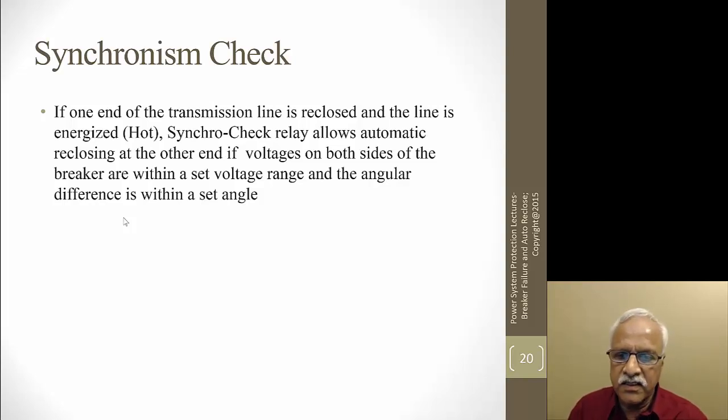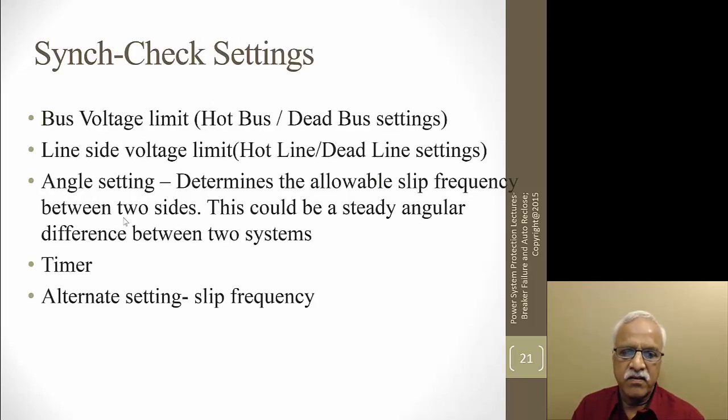The synchronism check relay allows automatic reclosing at the other end if the voltages on both sides of the breaker are within a set voltage range, and the angular difference is within a set angle. For bus voltage, you look for hot bus and dead bus voltage settings on synchronism. Then on the line side you also have hot line and dead line voltage settings, and then the angle allowable determines the allowable slip frequency between the two sides.